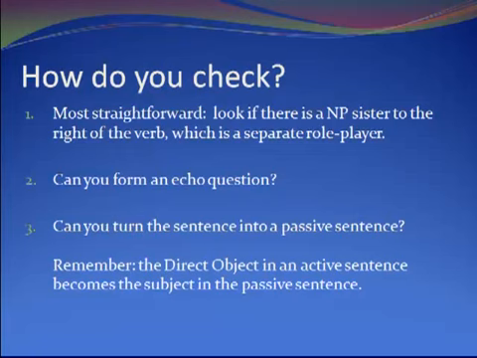Another way of checking is, of course, can you form an echo question? But that doesn't always work. You have to keep in mind that the what part is a separate role player. So he eats what? He eats a corn cob. Of course, another way of checking for a direct object is to try and make the sentence passive, because remember, the direct object in an active sentence becomes the subject in a passive sentence.